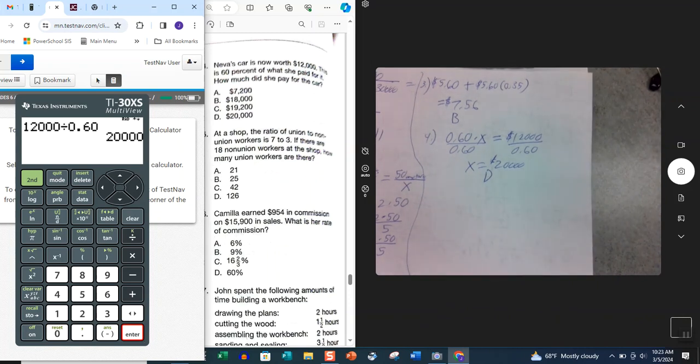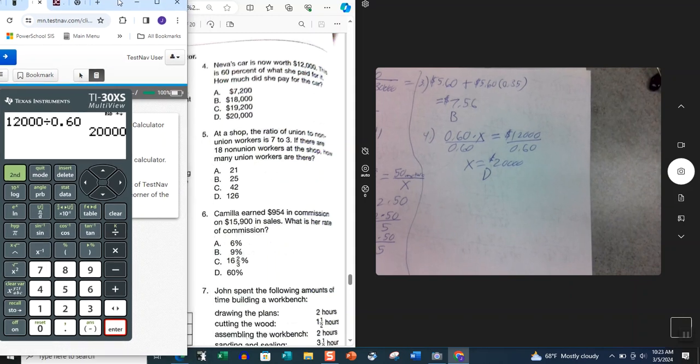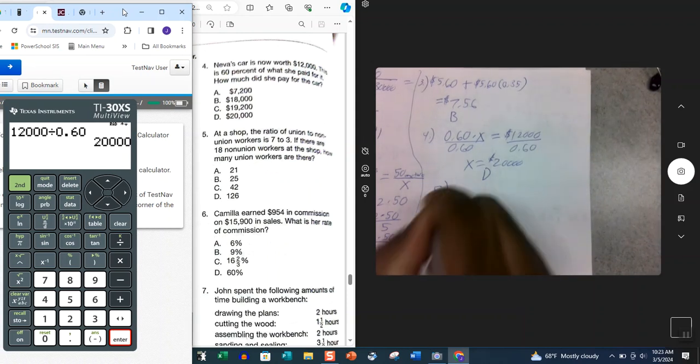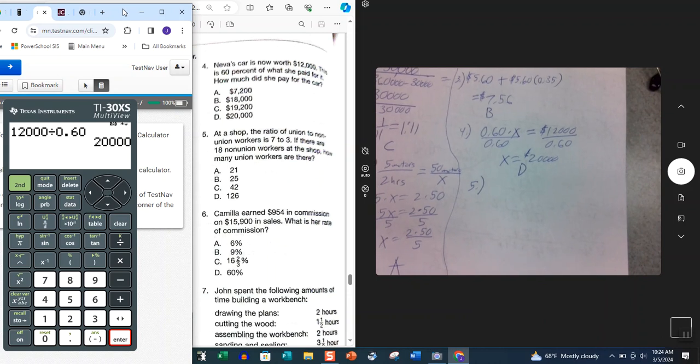Now we move on to problem number 5. Let's see if I can shrink this. I can't shrink it anymore. Oh, there we go. All right, so problem number 5. It says, at a shop, the ratio of union to non-union workers is 7:3. If there are 18 non-union workers at the shop, how many union workers are there?